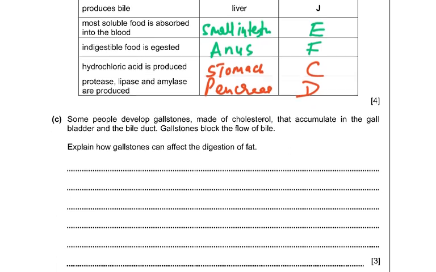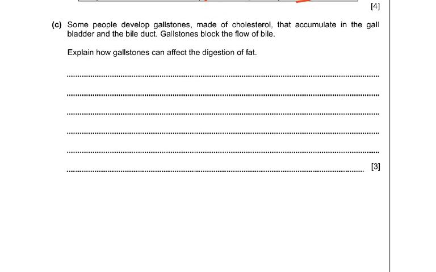Okay, then coming to C part of the question. Some people develop gallstones made of cholesterol that accumulate in the gallbladder and the bile duct. Gallstones block the flow of bile. Explain how gallstones can affect the digestion of fat. Well, I think you've done this in a previous question as well.